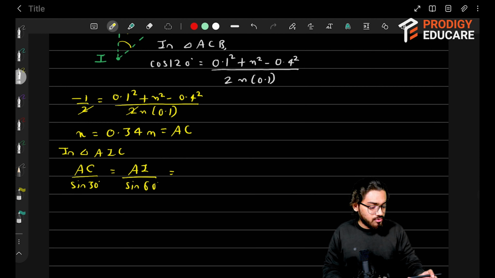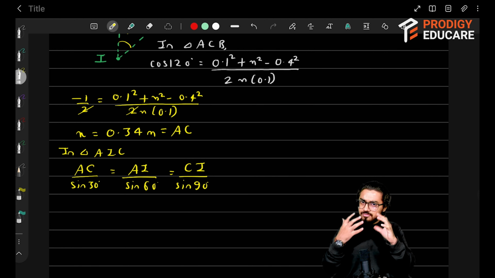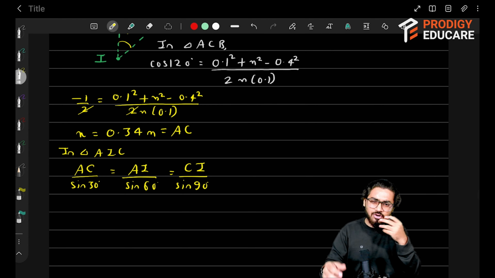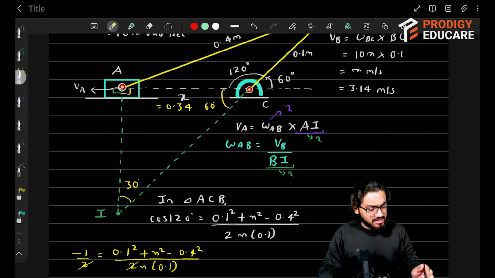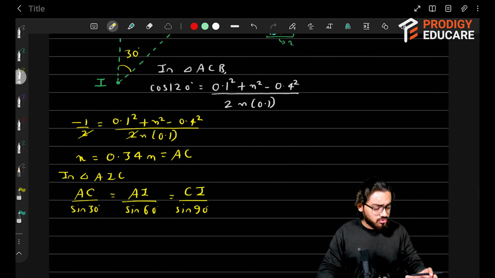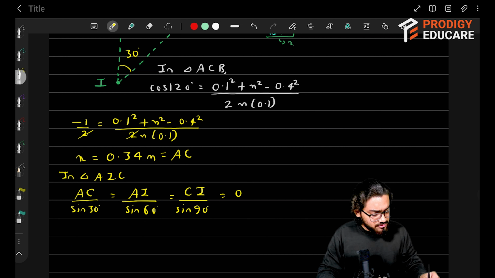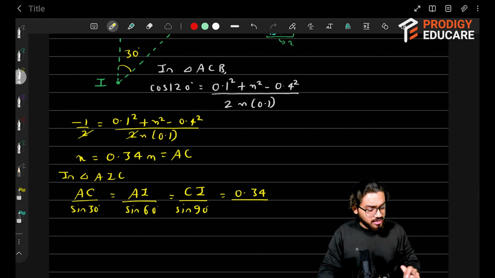So CI upon sine of 90 degree. This particular ratio remains constant. This is simply a sine rule. We know the value of AC, which we already evaluated, is 0.34. So here I'll be writing 0.34 the whole divided by sine 30 degree.